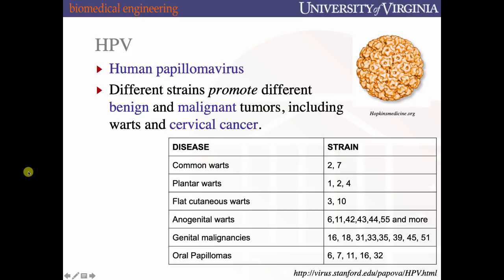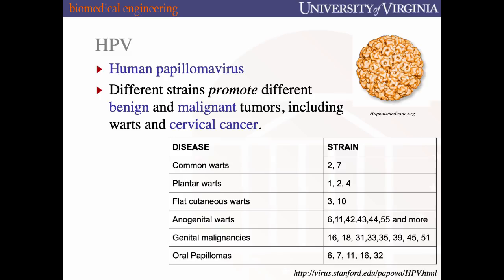There are many different strains of HPV that can promote anything from benign types of lesions, warts. Warts are hyperproliferative lesions on the skin, not cancer, but it's a disruption of normal cell cycle control. There are also strains that are associated with cervical cancer, and I'll talk about the ways in which that, and we'll be able to tie this in to some of the disruptions in cell cycle control at the end of class next time.